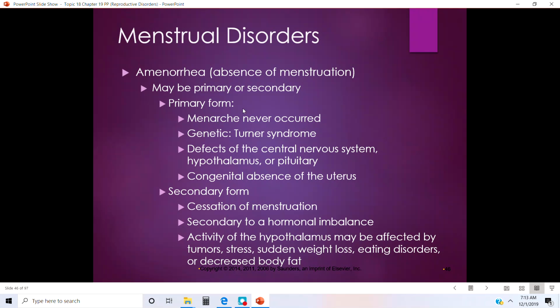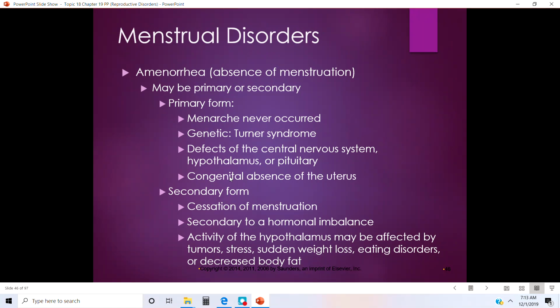Remember, the hypothalamus and the pituitary are in the central nervous system, and they secrete the hormones necessary for menstruation, things like follicle stimulating hormone, luteinizing hormone. Okay, so if there's some type of defect in this region, or there could be just say a congenital absence of the uterus, right? We're not going to have menstruation then.